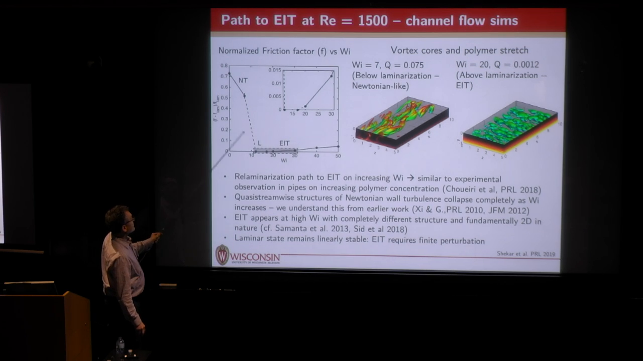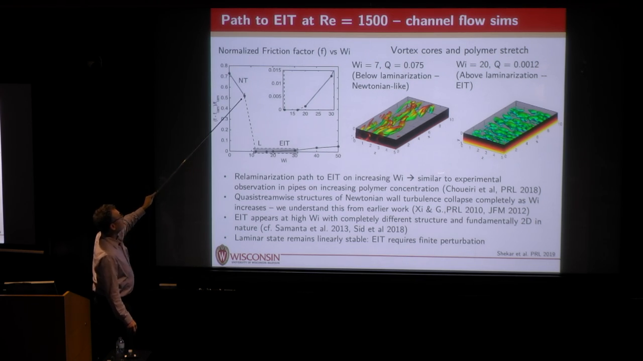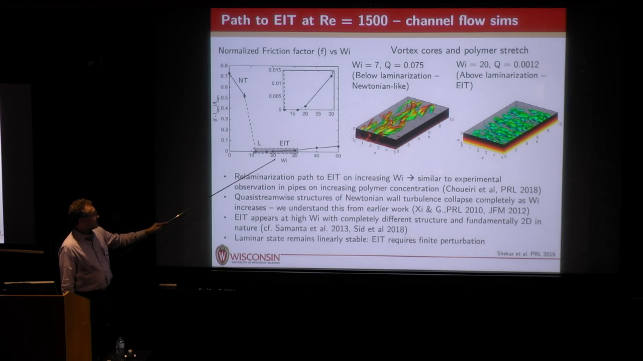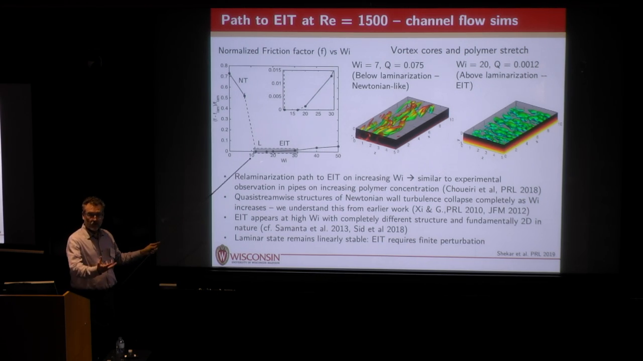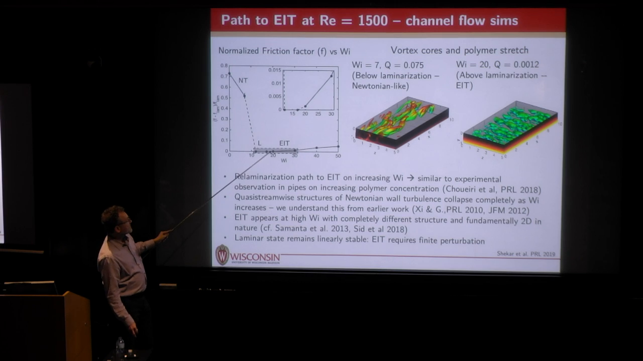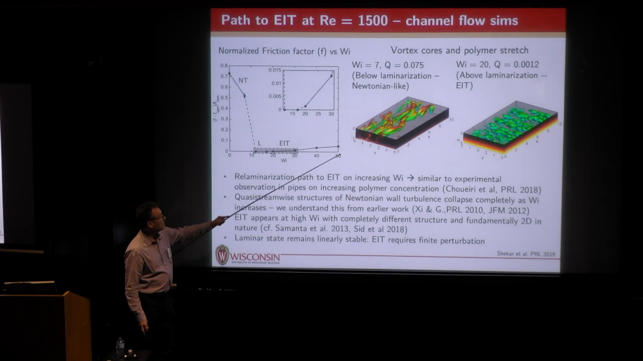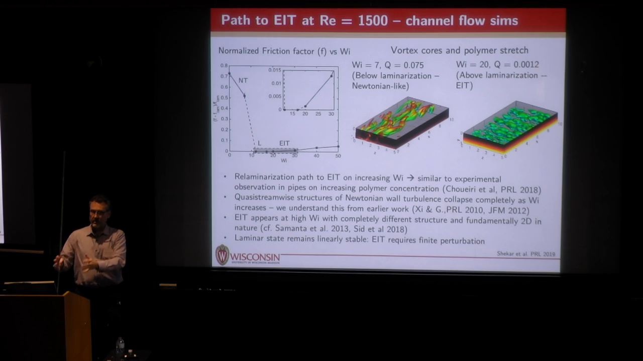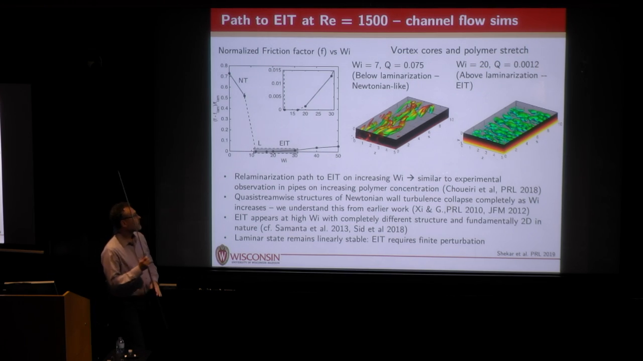This is just normalized friction factor versus Weissenberg number. Here's the Newtonian point. As you increase the Weissenberg number, friction factor goes down, but eventually in this case you laminarize. As you increase the Weissenberg number further, sufficiently energetic perturbations will go turbulent again, and that's this regime here. So this is very closely analogous to Bjorn's experiments.